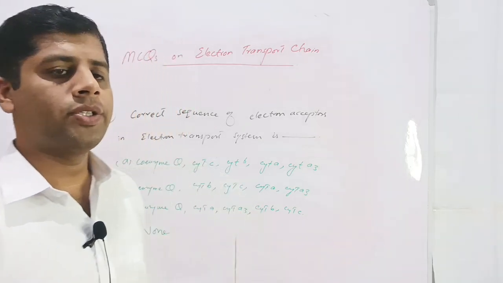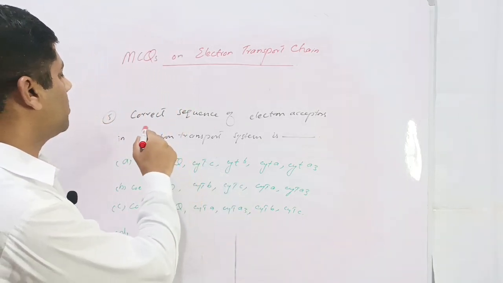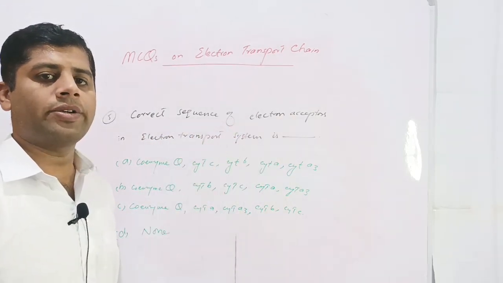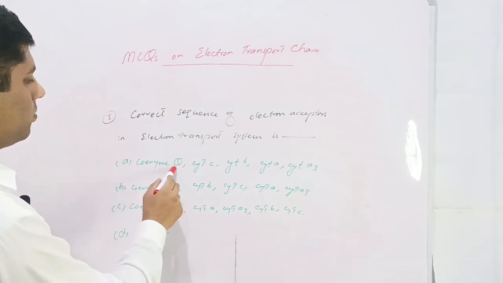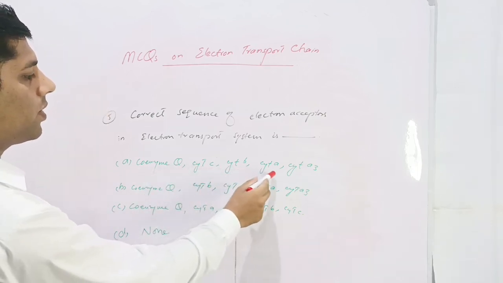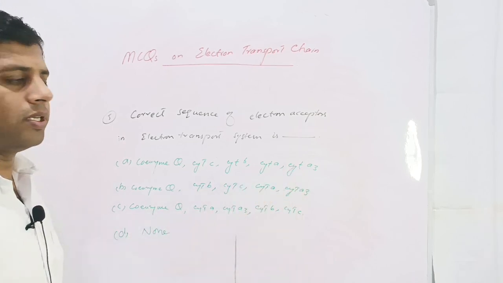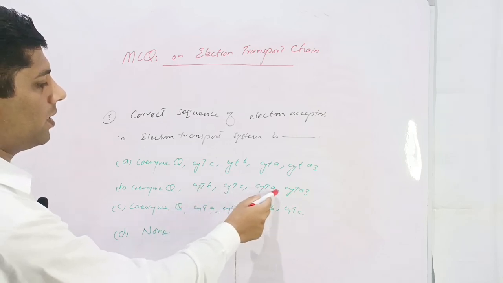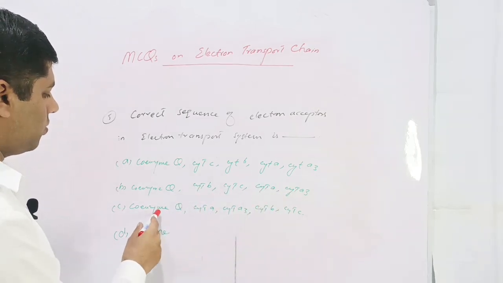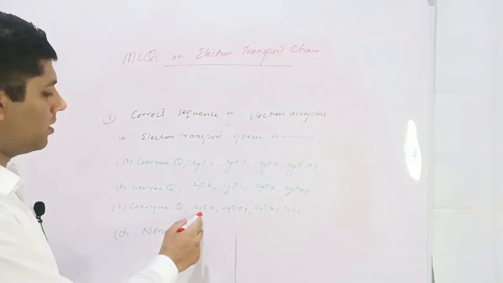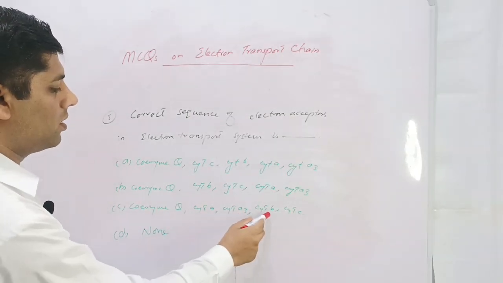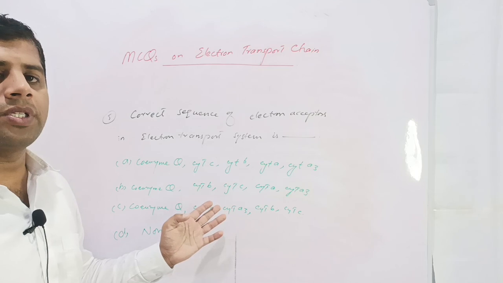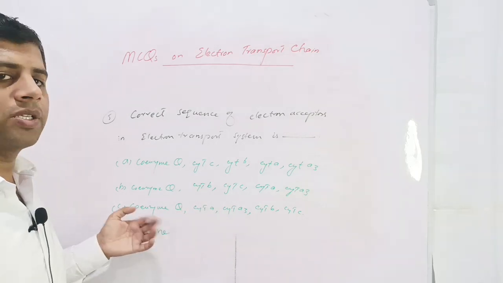The last question is based on the sequence of electron acceptors. The question is asking for the correct sequence of electron acceptors in the electron transport system or electron transport chain. Given options are: coenzyme Q, cytochrome C, cytochrome B, cytochrome A, cytochrome A3. Second option is coenzyme Q, cytochrome B, cytochrome C, cytochrome A, and cytochrome A3. Next is coenzyme Q, then alphabetic order: cytochrome A, cytochrome A3, cytochrome B, and cytochrome C. Last is none of these. Surely there is a sequence of electron acceptors in this question, so none of these is excluded.